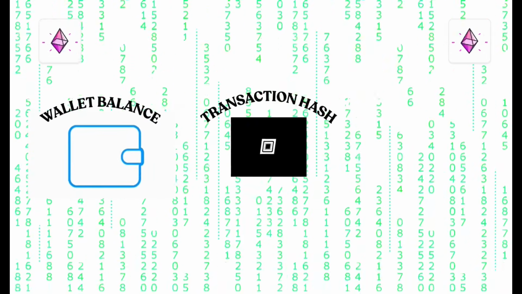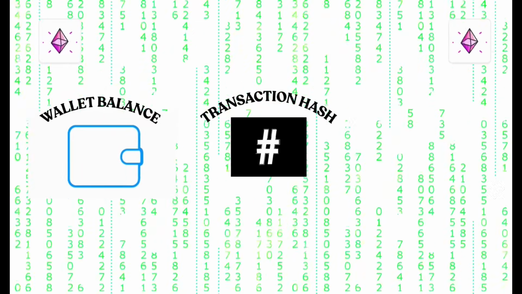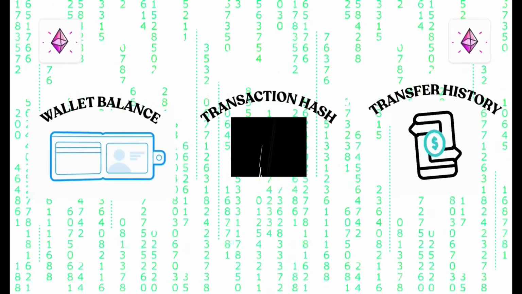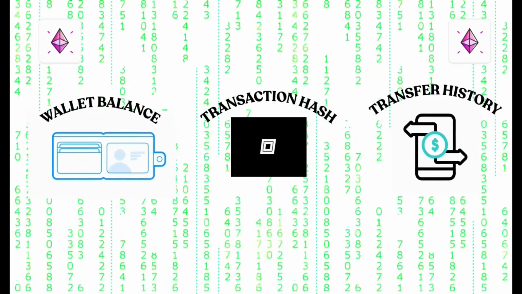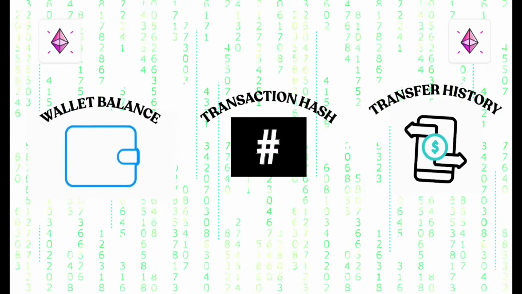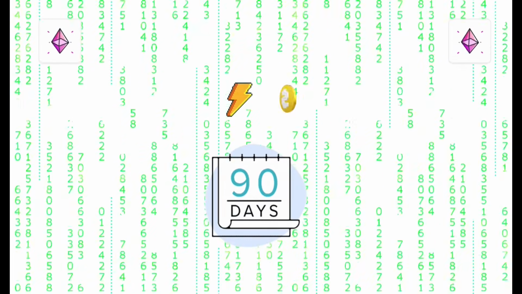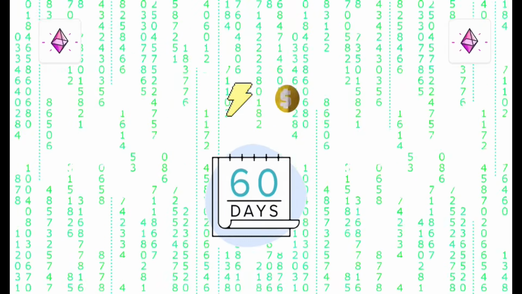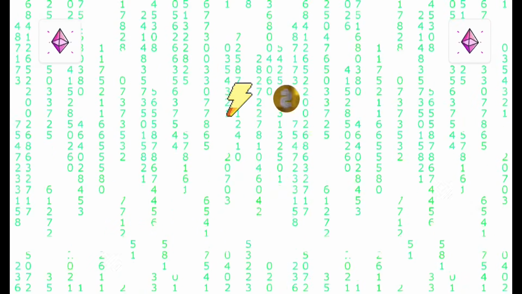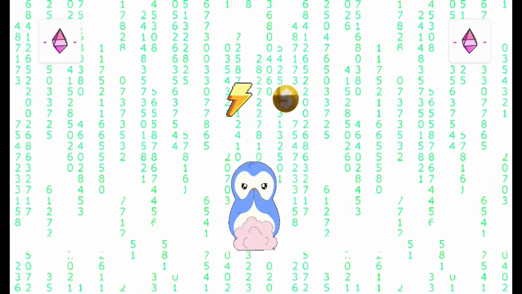The transaction hash, which is a unique transaction ID for any transfer in the blockchain, is also generated for Flash USDT transfers. And you can also see the transfer history of the Flash USDT on-chain. These Flash USDT remain on-chain for 60 to 90 days. After the duration ends, the transaction disappears. This makes it perfect for training, presentations, product demos, and development testing.